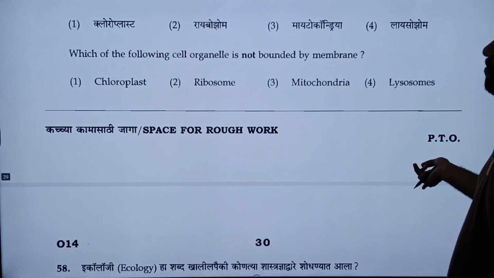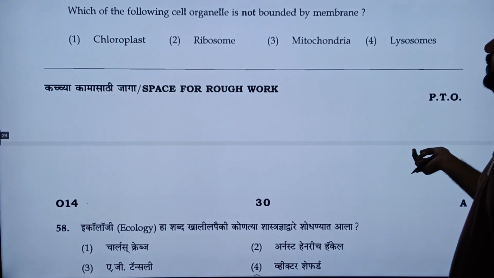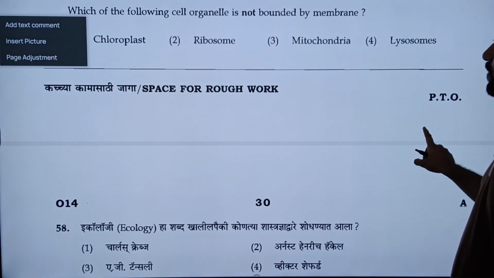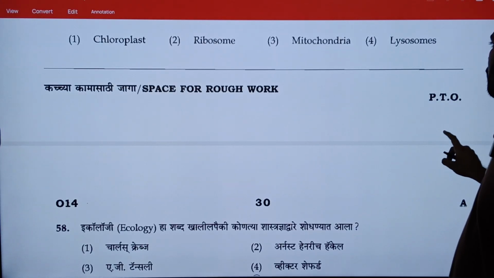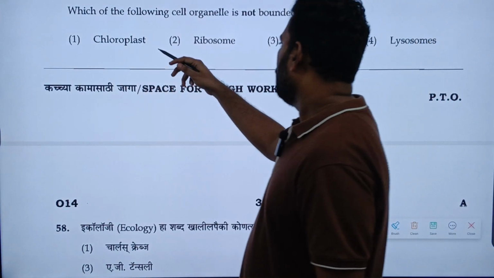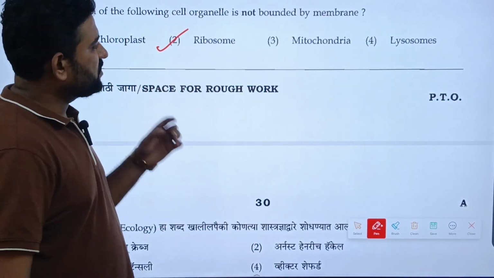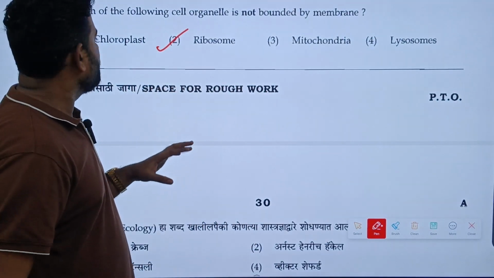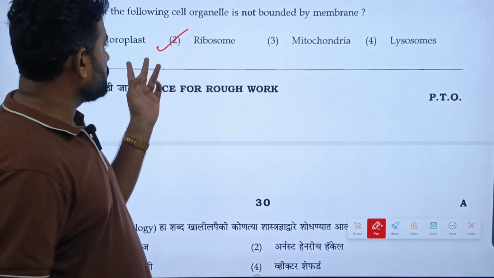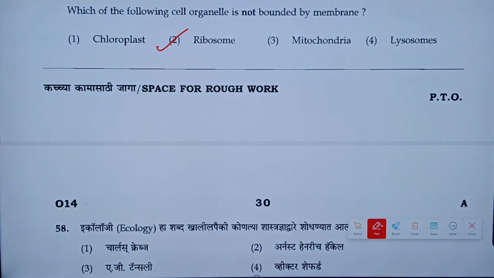So move on to the next question. Next question from biology. Which of the following cell organelles is not bounded by a membrane? Easy question. Straightforward answer is option B, ribosome. Mitochondria have a two-layer structure. Lysosomes are also bounded by a membrane. Chloroplast also has a bilayer membrane. Answer is ribosome.